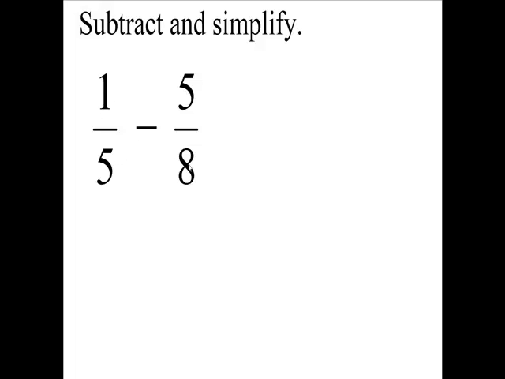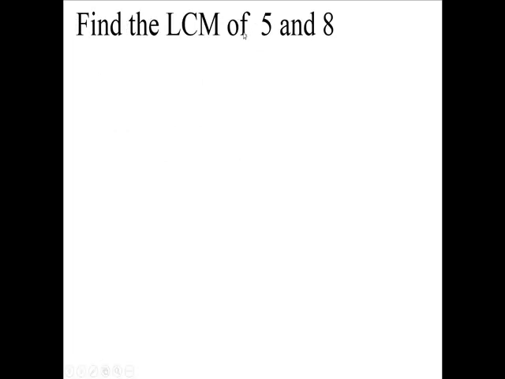1/5 minus 5/8. Now these fractions are not like, okay? So you can't subtract them. So I need two fractions that are like to subtract. So I need a common denominator for 5 and 8. So let's find the common multiple, the least common multiple of 5 and 8.